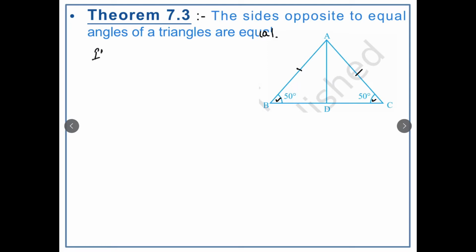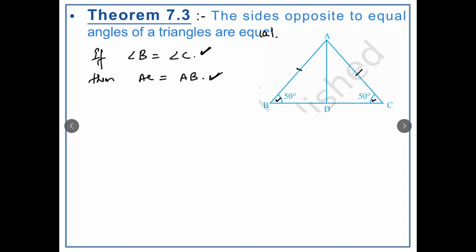Okay, it's saying if angle B is equal to angle C, then the side opposite to B, which is AC, will be equal to AB. That's what this theorem says. While 7.2 was saying if AC is equal to AB, then angle B will be equal to angle C. While 7.3 is the converse of 7.2, which says if the angles are equal, then their opposite sides will be equal. So these are the two theorems that we have to study before the start of the exercise, because we are going to use these two in the next exercise.